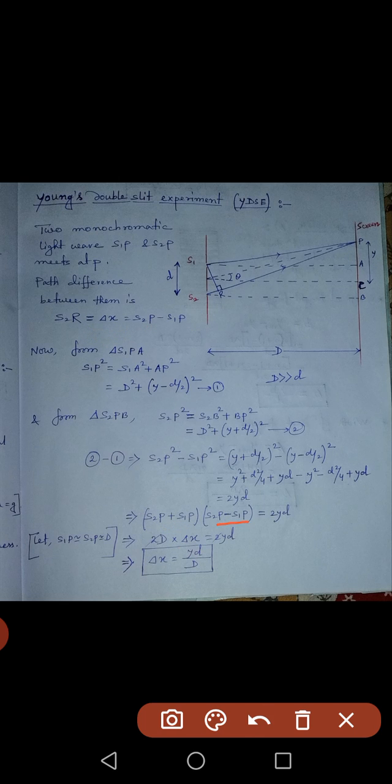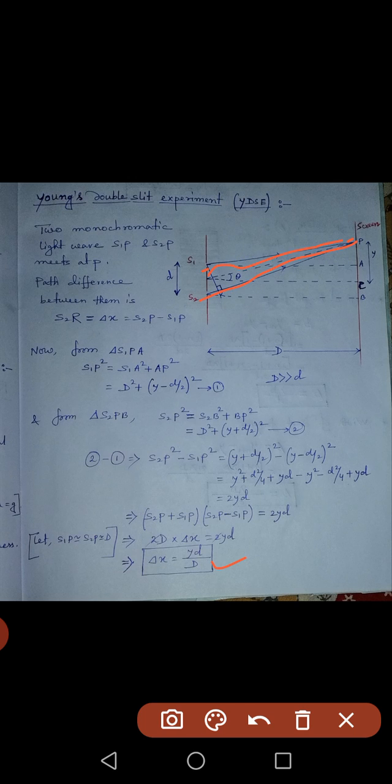What kind of approximation? Since this distance is very small as compared to this D, it is in millimeters, and D is in meters. So we just consider S1P is nearly equal to S2P is nearly equal to capital D. It is just an assumption, and we will use it only here. If S1P and S2P are both equal to D, then the sum is D plus D, 2D. So the 2 gets cancelled, and we get delta x equals yd by D. What is delta x? The path difference between these two.